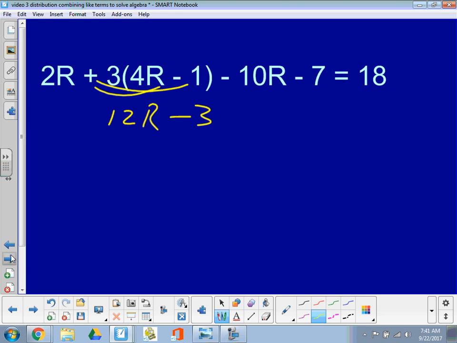I'm going to bring down the 2r. Now I have to clarify that this 12r is positive. Bring down the minus 10r. The minus 7 is equal to 18.